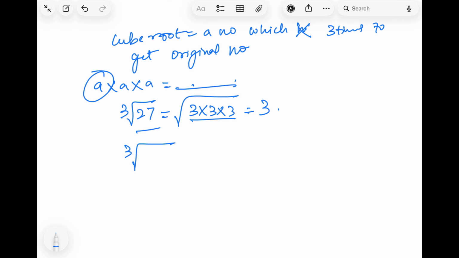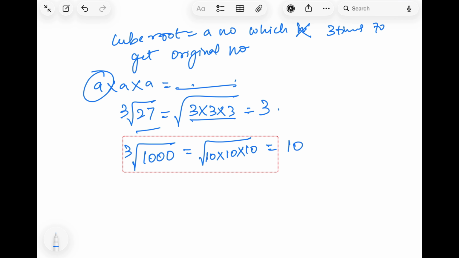One more example, cube root of 1000. So here very simple, we do 10 into 10 into 10. So the cube root of 1000 is just 10, right? So this is what is cube root.